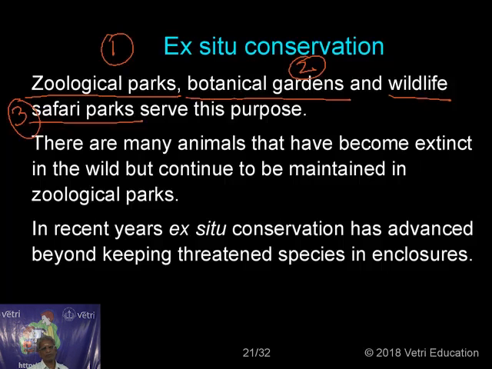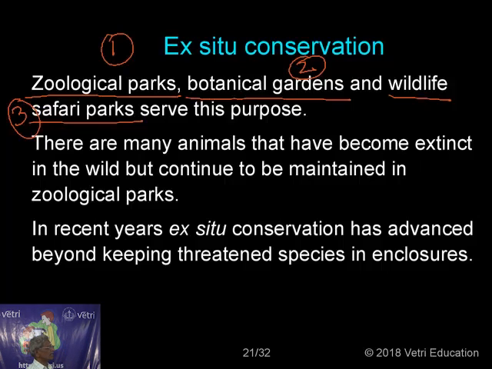And then open type zoos have also come up, but it was very difficult to maintain cost-wise, but still we have to do it. If you want to conserve nature, you should not mind about the money. You have to do it.